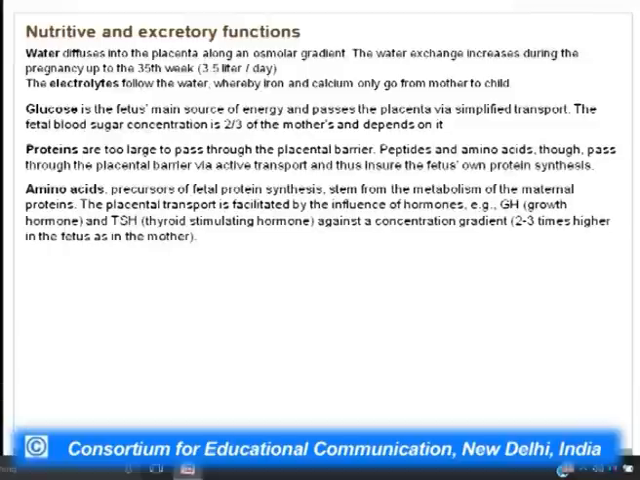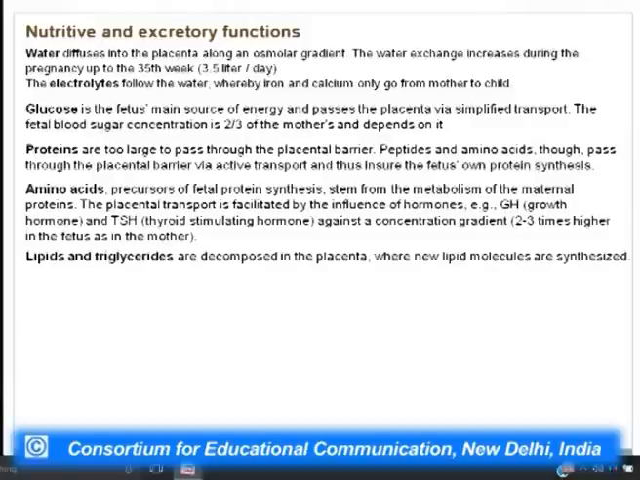The placental transport is facilitated by the influence of hormones such as the growth hormone and the thyroid stimulating hormones against a concentration gradient, because the concentration of these material are higher in the fetus than in the mother. So 2 to 3 times higher in the fetus. Then across the concentration gradient, by the active transport, these materials are transported into the fetal system, where the synthesis of the proteins can take place.